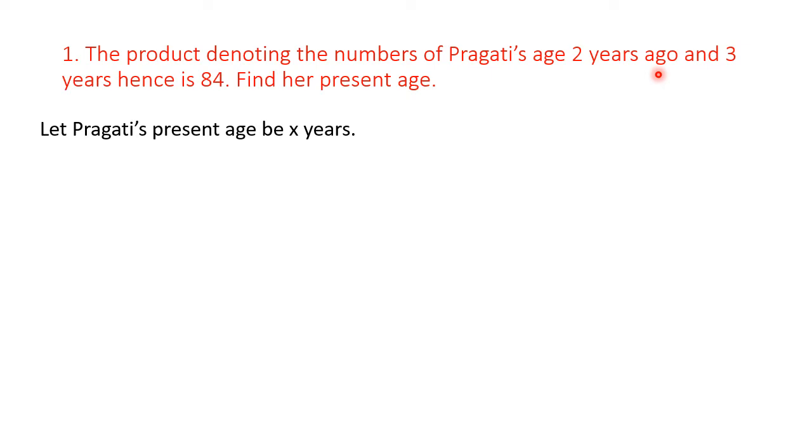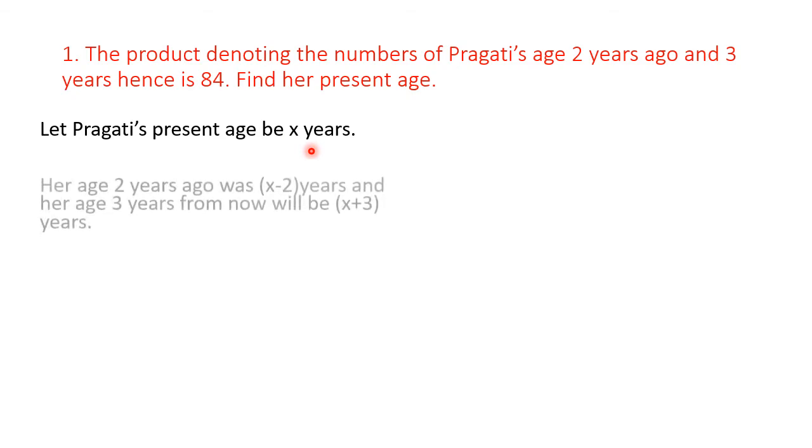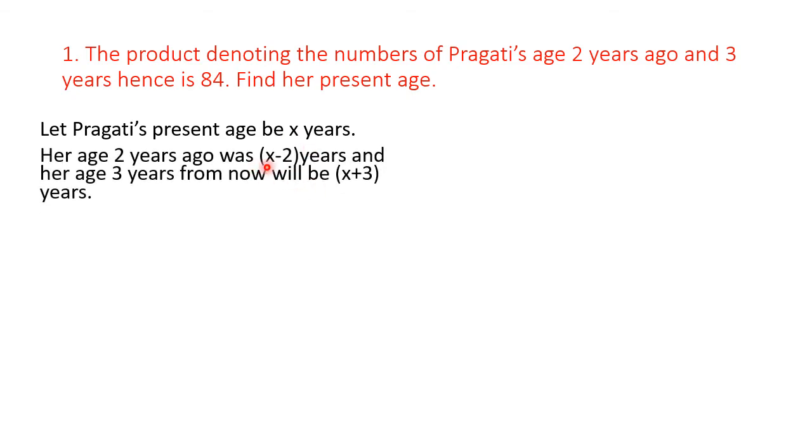Students, suppose my age is 10 years now. 2 years ago it was 8 years. Yes, it was 10 minus 2. Similarly, in this case, if Pragati's present age is x, 2 years ago it was x minus 2 years. And 3 years hence means 3 saal ke baad. After 3 years are going to get added to my original age. So that will be x plus 3 years.